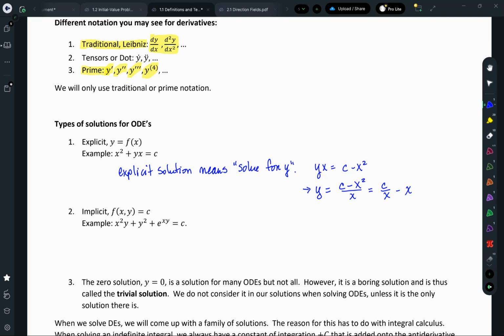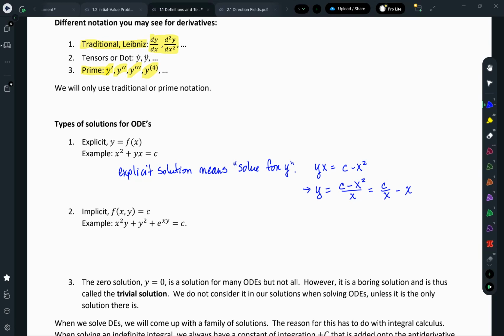Implicit means we're never going to be able to solve for y. And so the hope is that in WebAssign, they kind of know whether you're able to solve for y or not, and so they don't ask you for an explicit solution unless you can get one, okay? So in this particular problem, when we get an implicit solution, we would just move all the variables to the left of the equal sign and keep a number on the right of the equal sign. So let's look at this example.